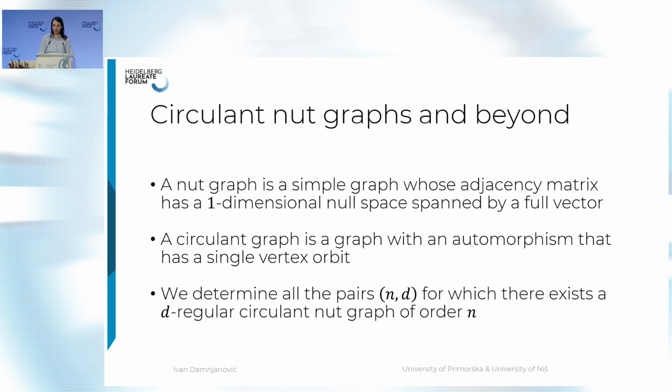In the research leading up to my doctoral dissertation, as well as in the work done subsequently, I have investigated the nut graphs that have a regular structure, and the results obtained can be roughly divided into 2 parts. In the first half of the results, I have considered the circulant nut graphs, where a circulant graph is just a graph whose automorphism group has an automorphism with precisely 1 vertex orbit. And here, I have determined all the pairs n, d, for which there exists a d-regular circulant nut graph of order n, which gives the full solution to the circulant nut graph order-degree existence problem.